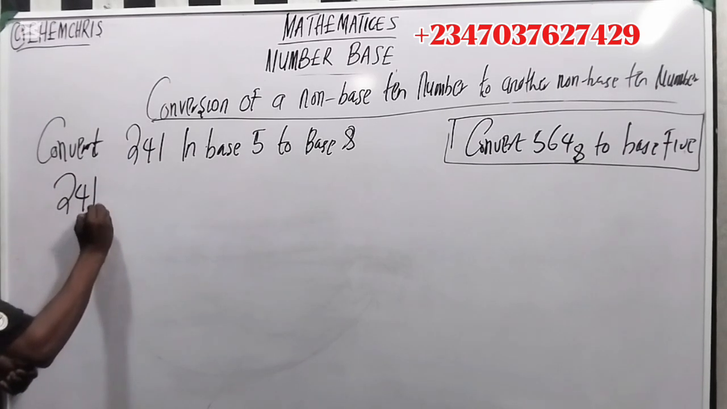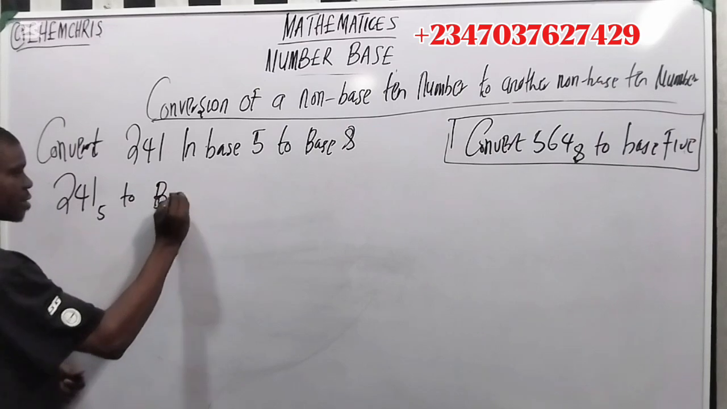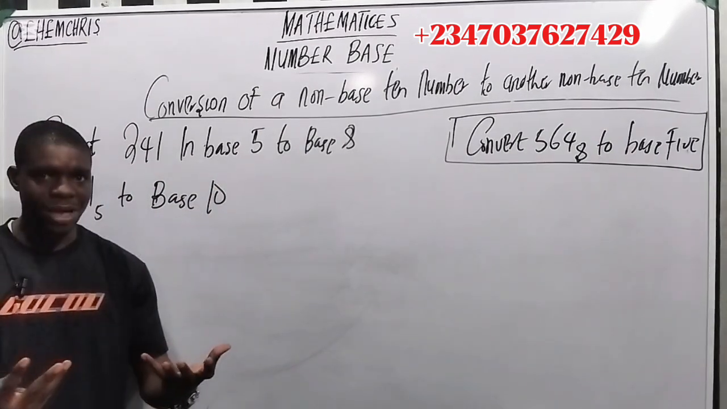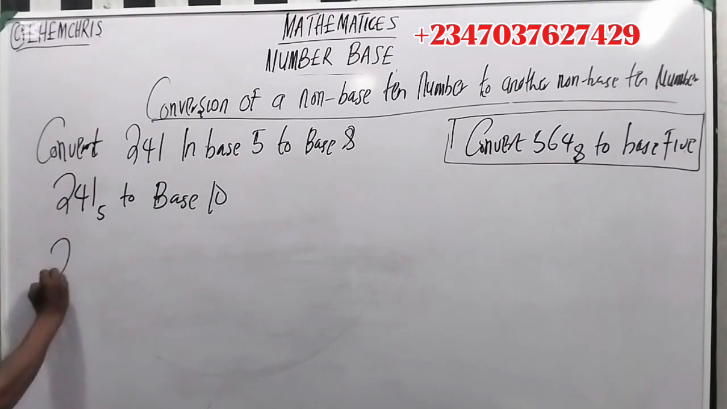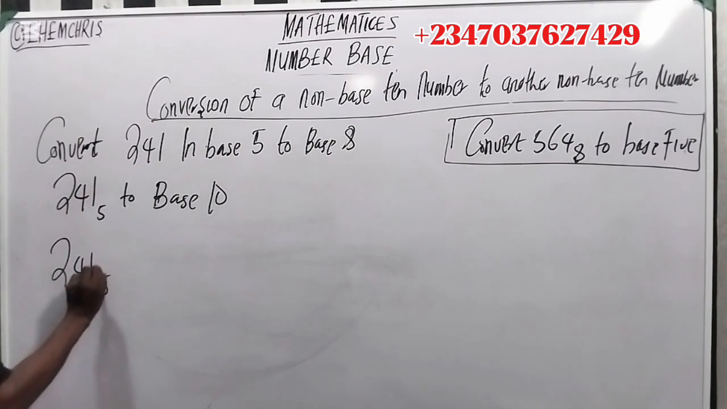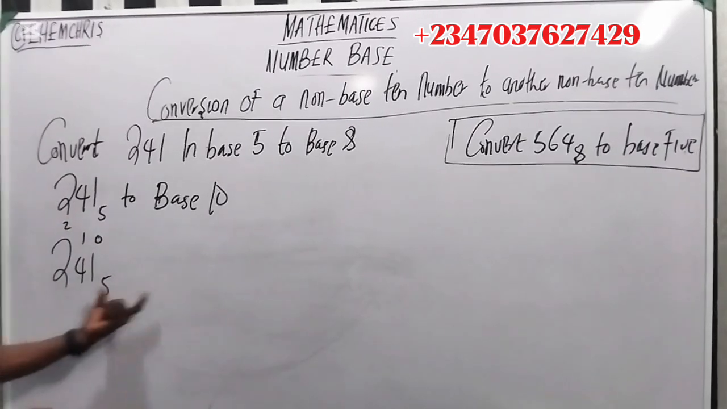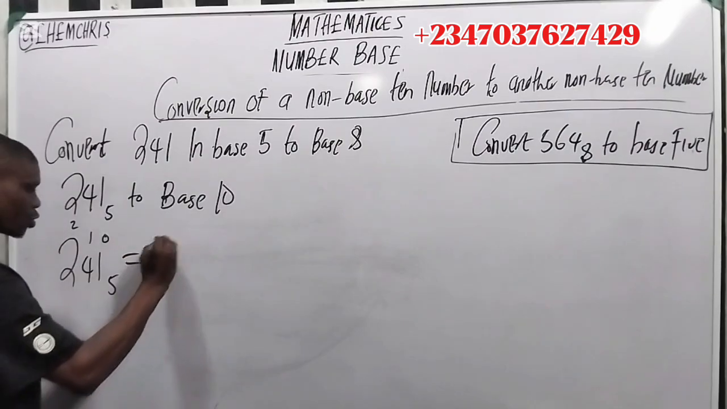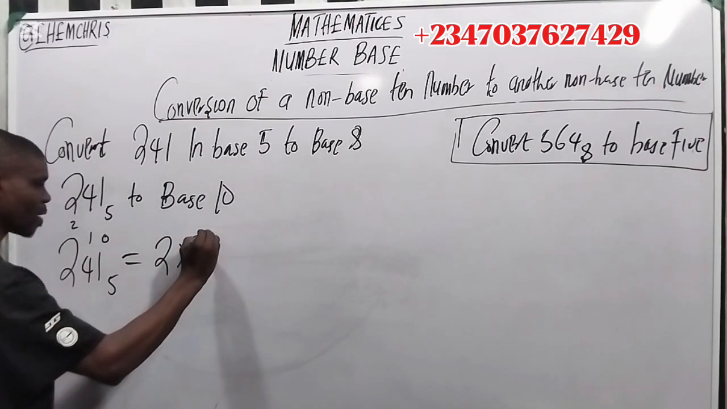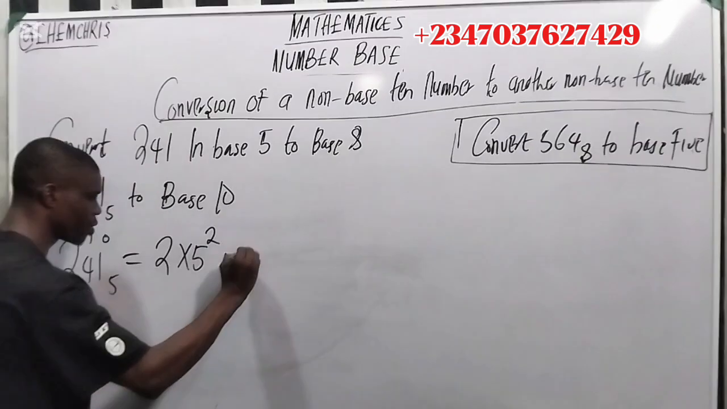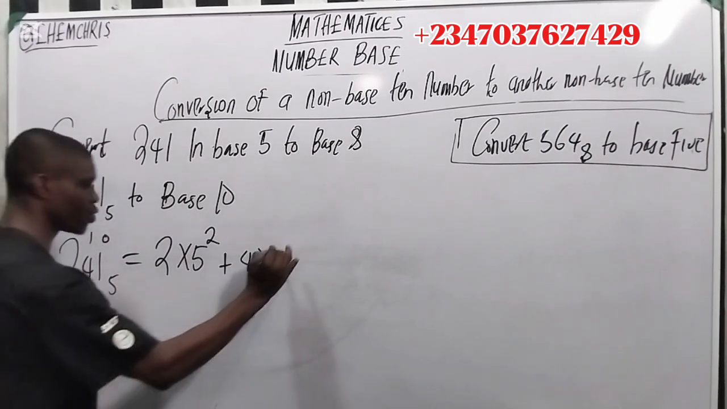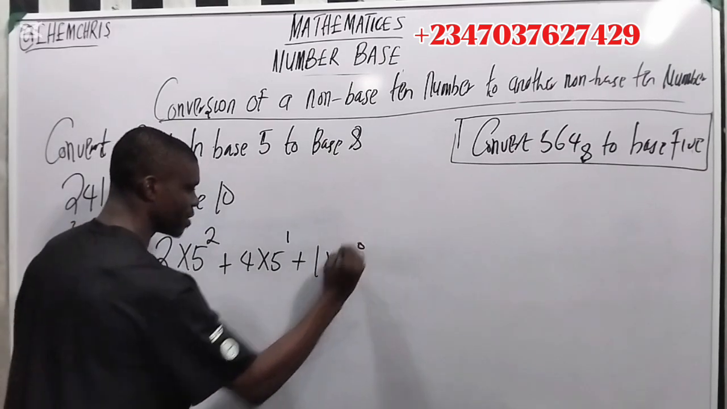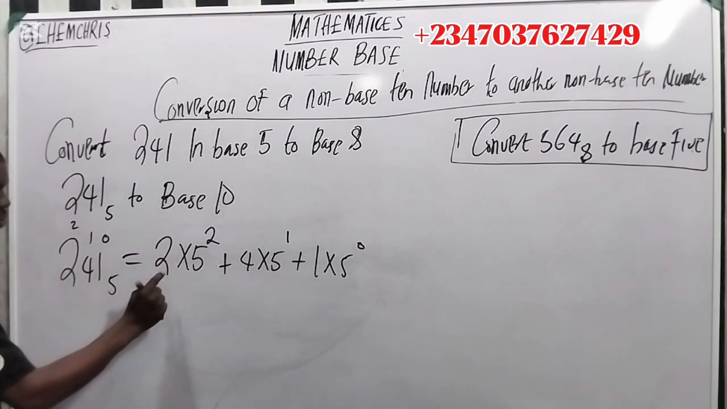241 in base 5 to base 10. I know that you can do this one, but let's do it together. It's still 241 base 5. Remember the positions here: 0, 1, and 2. If you are converting a number in any base to base 10, this is what you do. It equals 2 times 5 raised to power 2, plus 4 times 5 raised to power 1, plus 1 times 5 raised to power 0.